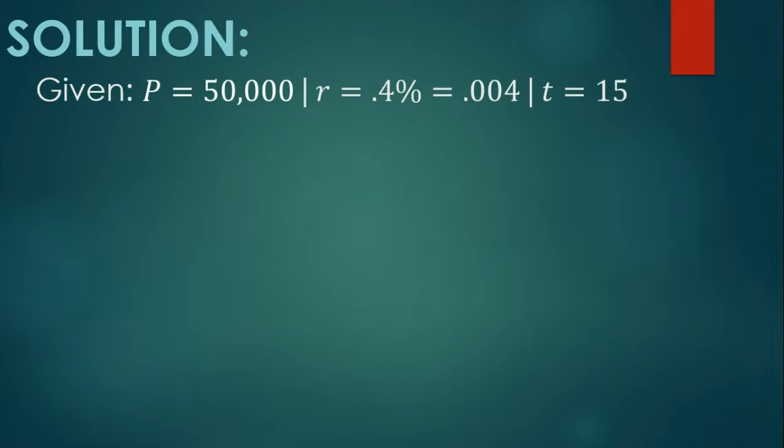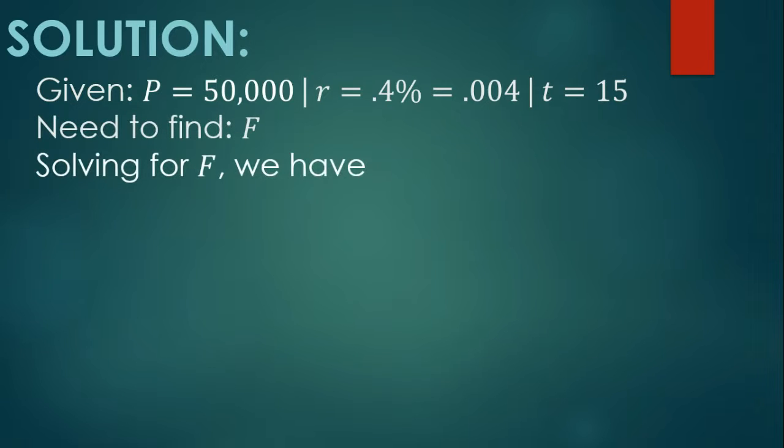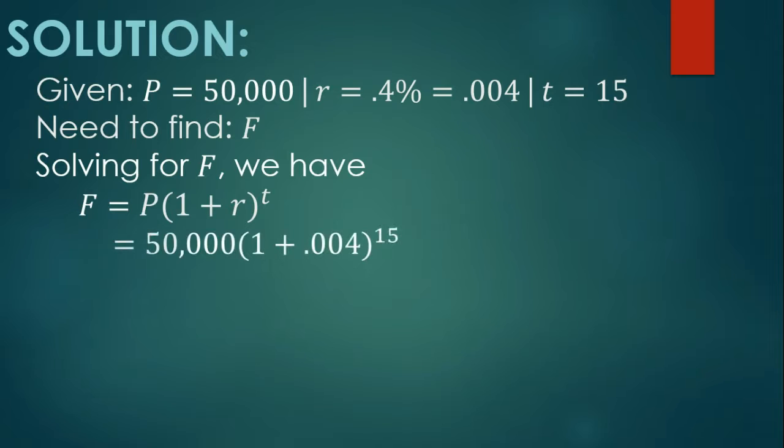So moving the decimal point twice to the left to obtain its equivalent decimal form, it will give us 0.004. And the term or time is 15. We need to find the value of the future value. So solving for F, we use the formula F is equal to P times 1 plus R raised to T. Substituting the given, we have 50,000 times 1 plus the value of R is 0.004 raised to 15.